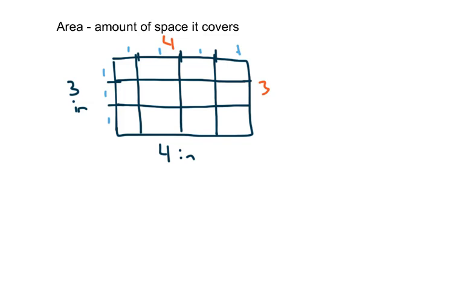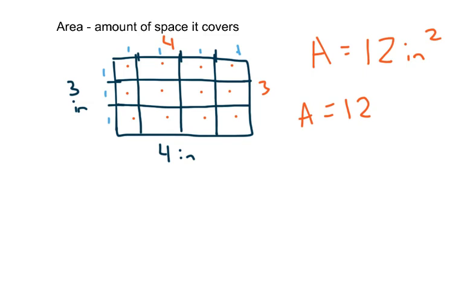Once I've got that, I can count them up: 1, 2, 3, 4, 5, 6, 7, 8, 9, 10, 11, 12. I've got 12 1-inch squares, or another way to phrase that is that the area of this rectangle is 12 square inches. This is how much space it covers up. So how many square inches are there inside this rectangle? There are 12 of them.